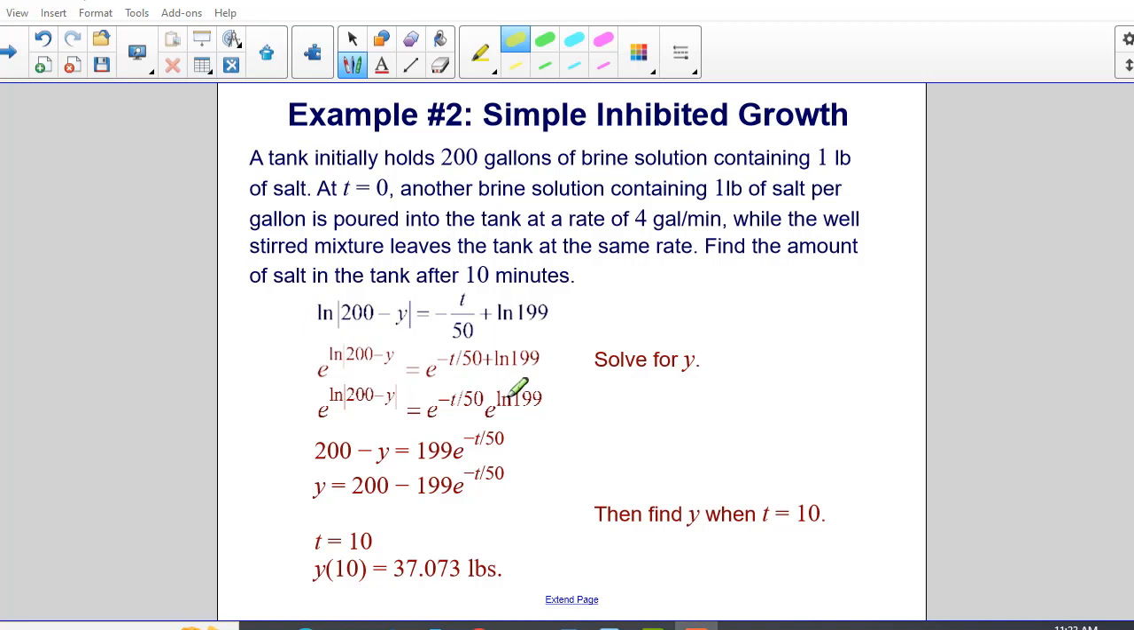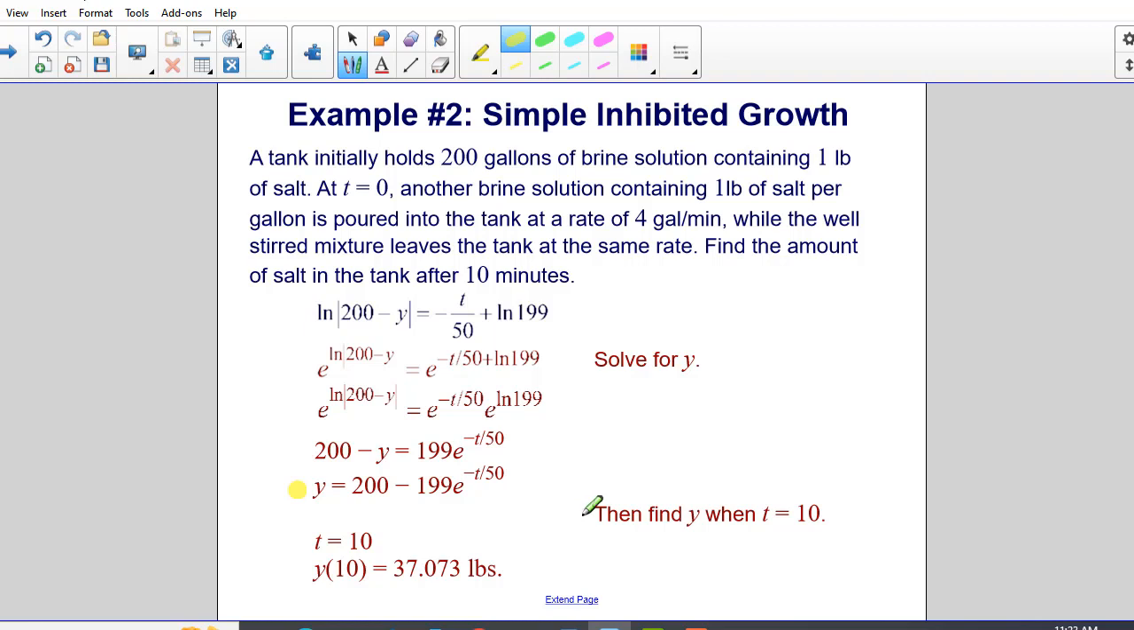And e raised to the natural log of 199 is 199. So you'll see on this step right here, I have 200 minus y is equal to 199 times e to the negative t over 50. The final step will be to solve for y by subtracting 200 from both sides and then multiplying through by negative 1 to get this equation here.